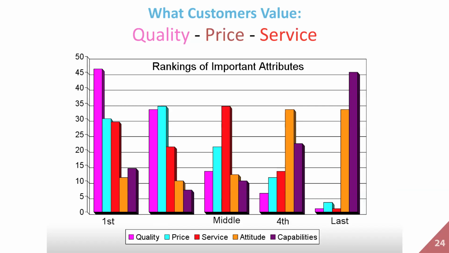Now this is an example that we got from a client. What it shows here is what customers value. So they did some research to determine, on 5 issues, on the issues of quality, price, service, attitude, and capabilities, what is it that customers value the most? And so if you take a few minutes, you can read this and you can see that the thing they gave the highest or most importance to was obviously quality.